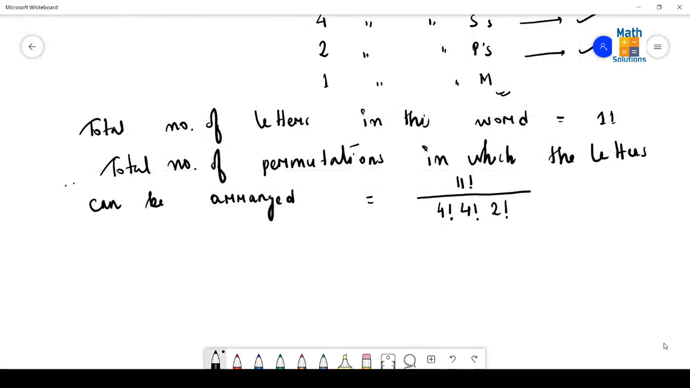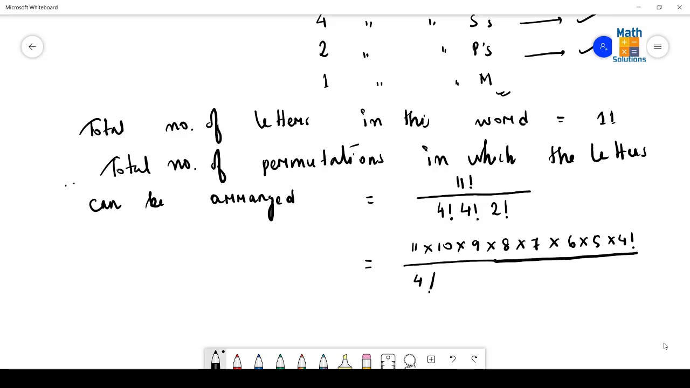So after breaking it up, the result we should get here is 11 into 10 into 9 into 8 into 7 into 6 into 5 into 4 factorial. We should stop there at 4 factorial so that it gets cancelled with one of the denominator 4 factorials. Then we can write 4 into 3 into 2 into 1 into, and for this one 2. So 4 factorial gets cancelled.